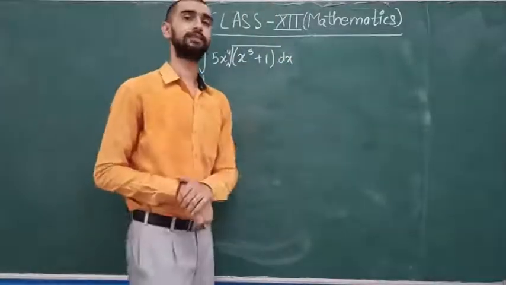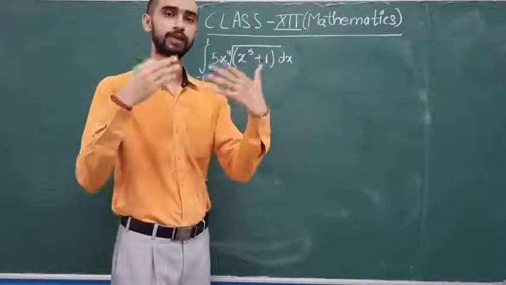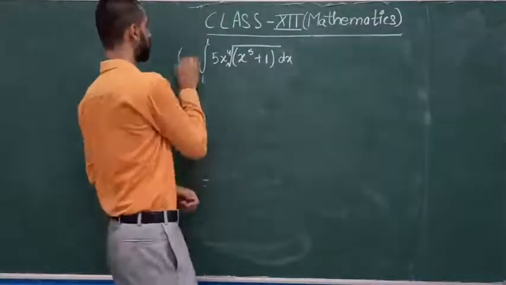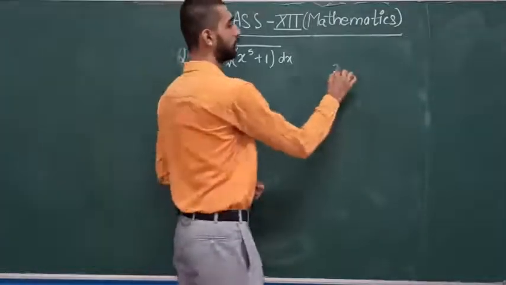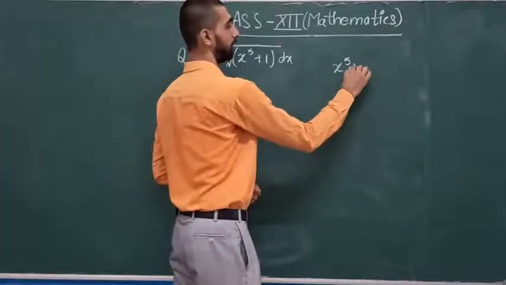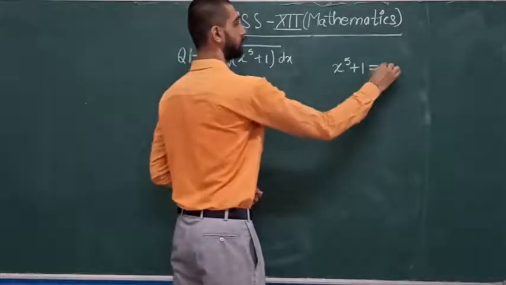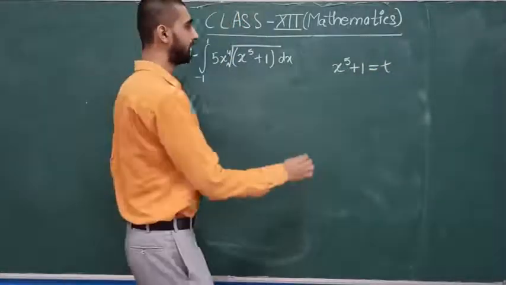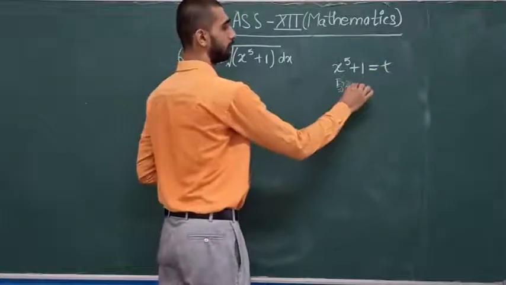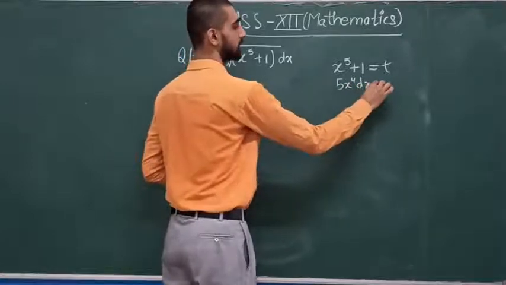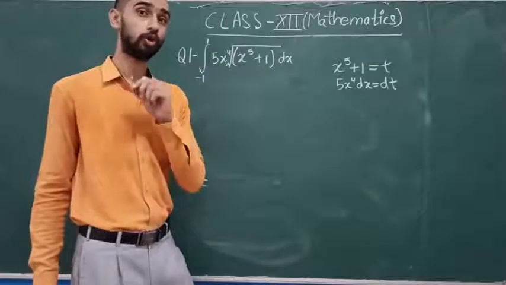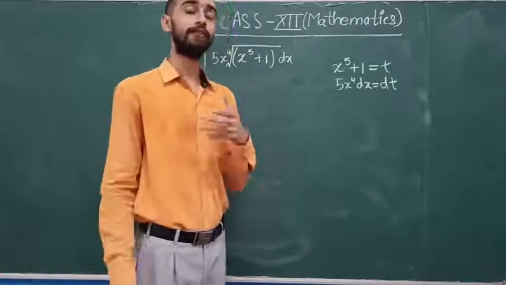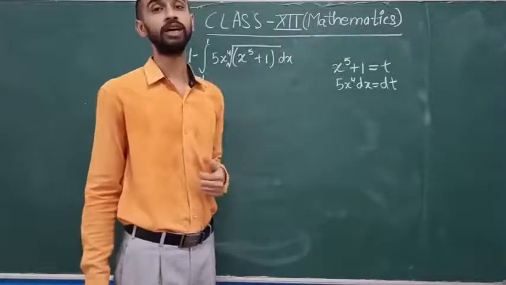In this case, I will do the same substitution. This is my question. And how will I substitute? I will put the value of x to the power 5 plus 1 equals t. It will again give me 5x to the power 4 dx equals dt. But I will do one more thing. What is that? I will also change the limits of the integral.